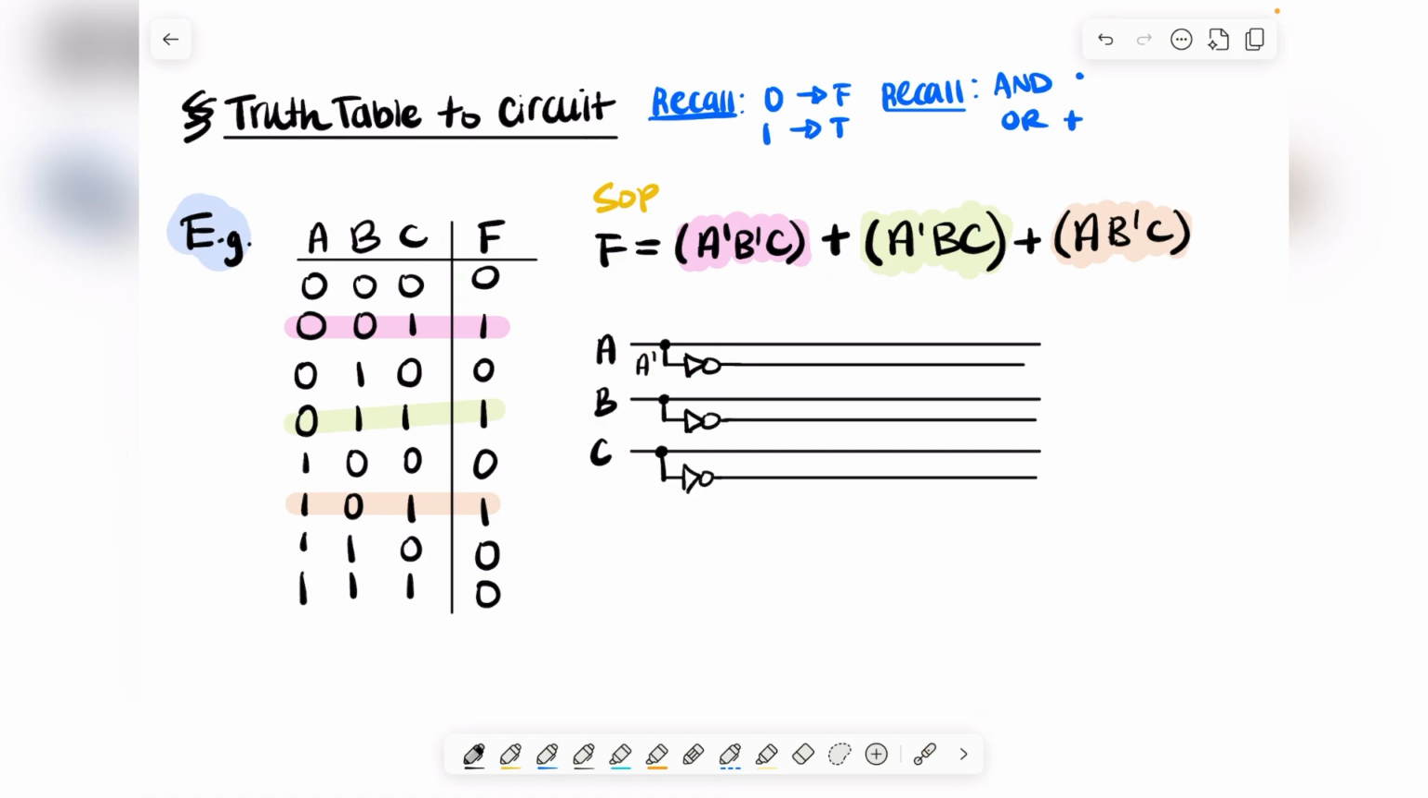So I'll do that for the rest of them as well. So this represents B prime, and this line will represent C prime. Then I focus one by one, so I'll do this one first. Notice that these inputs are being multiplied together, so I need an AND gate. The first thing that's going to go inside the AND gate is A prime.